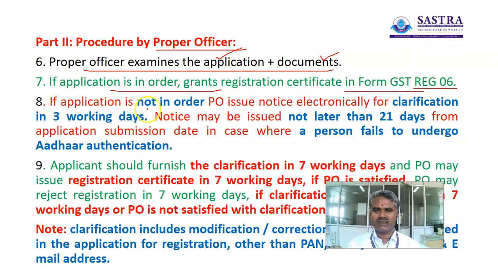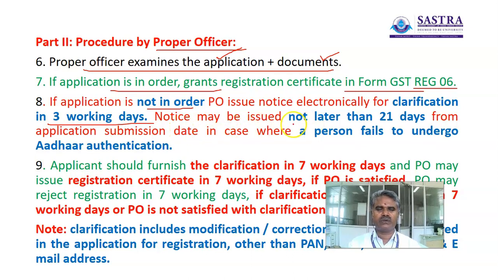If the application is not in order, suppose you have not submitted the proper application, or you have not given proper, relevant information, you may have given some wrong information. Then the PO issues a notice electronically for clarification in 3 working days. After his dissatisfaction, he sends one clarification notice to you through mail. He asks for clarification and explanation within 3 days.